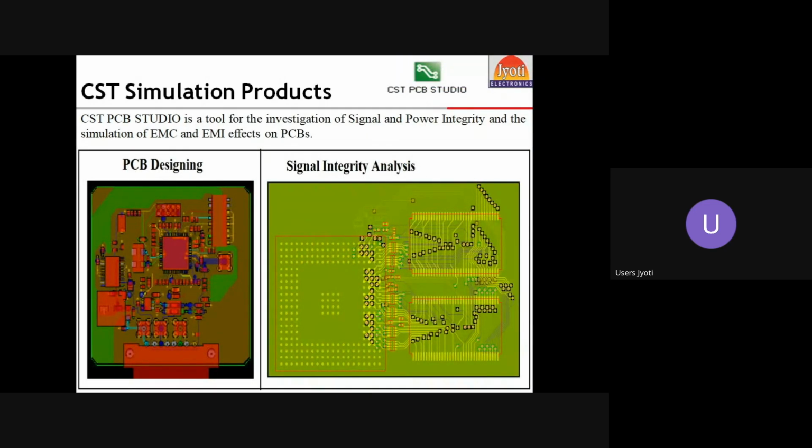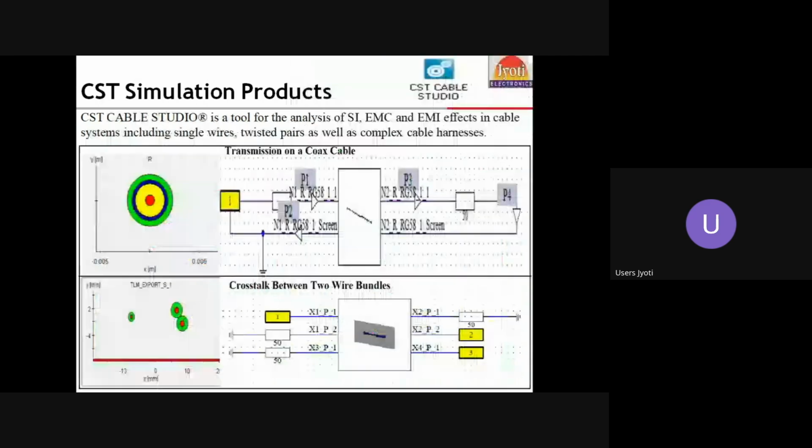With CST PCB Studio, we can analyze EMI and EMC, electromagnetic interference and electromagnetic compatibility, of PCBs. You can check the temperature analysis and the EMI analysis we can perform in PCBs. The same goes for CST Cable Studio. In Cable Studio, we generally analyze different types of cables, like two-wire cables and coaxial cable. For that, we can analyze signal integrity, power integrity, and EMI and EMC in cables. So different types of cable analysis can be done in the Cable Studio solver.